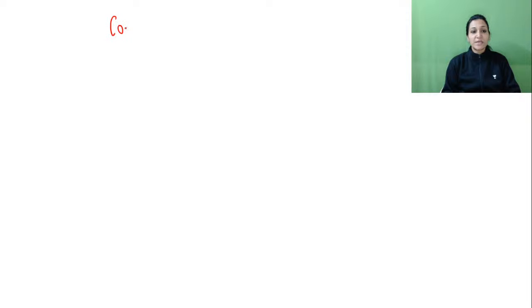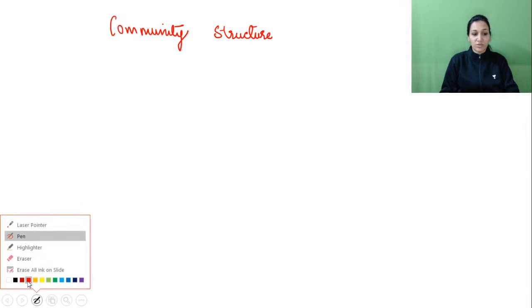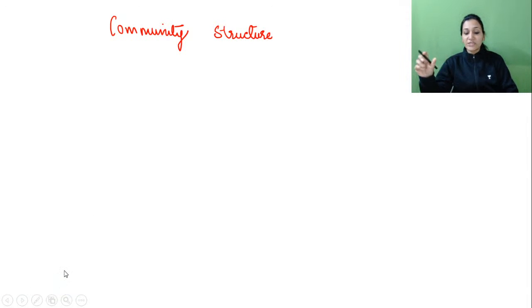So the first thing is community structure. How are we going to define community structure? Let us see which things will be considered under community structure. Any definition of a community is almost vague, but the relevant features of a community are required to define that community. They require an assemblage of species that coexist together in a habitat and how they interact. So what we need in community structure is an assemblage of species which coexist together in a habitat and how they interact with each other.